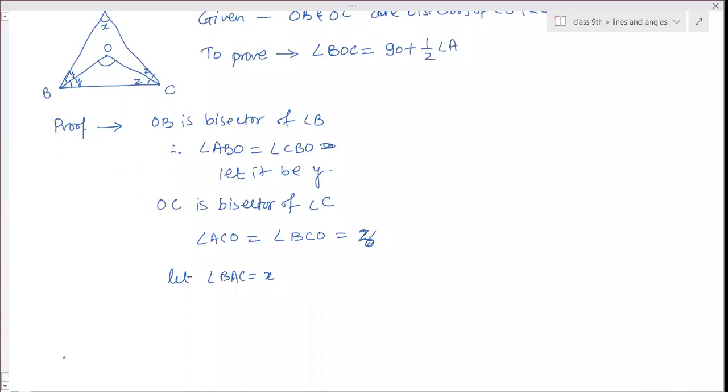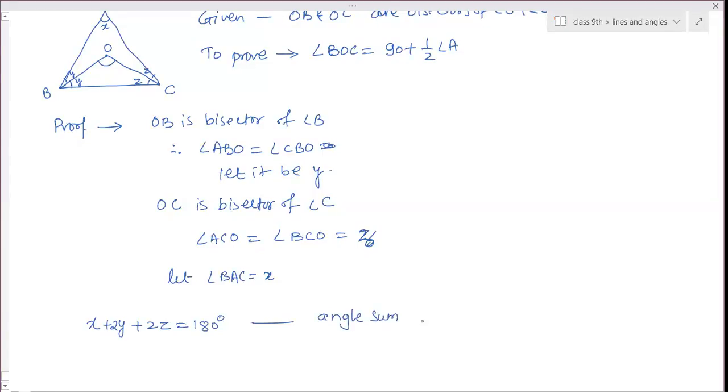Is this clear? Are you able to hear me? Yes, ma'am. Is it clear what we have done till now? You have to mention why we have taken these two angles equal. Now use the angle sum property. X plus 2y plus 2z is equal to 180.